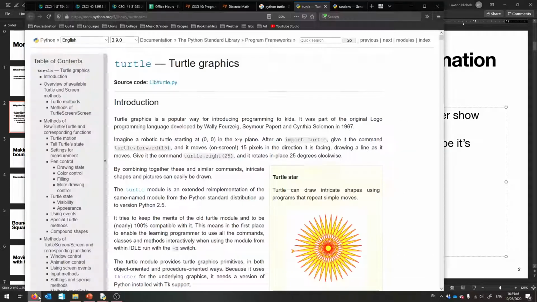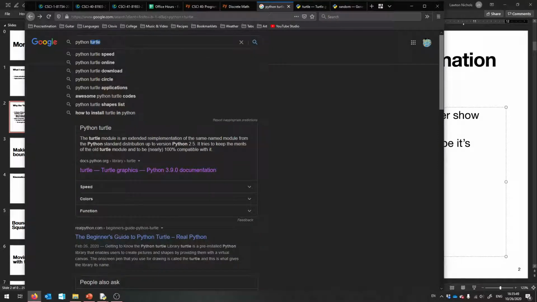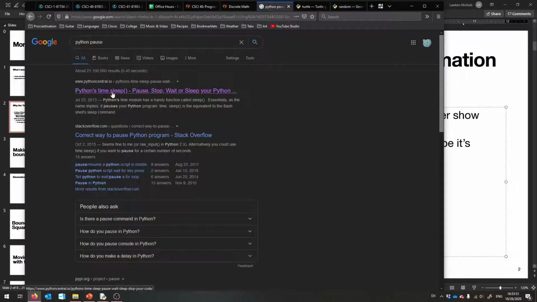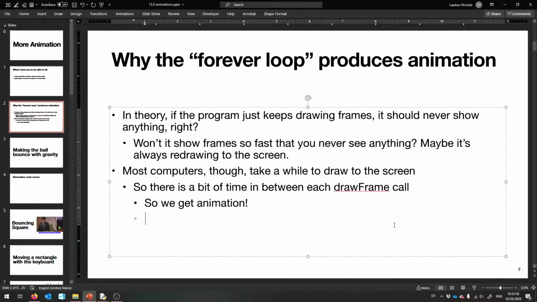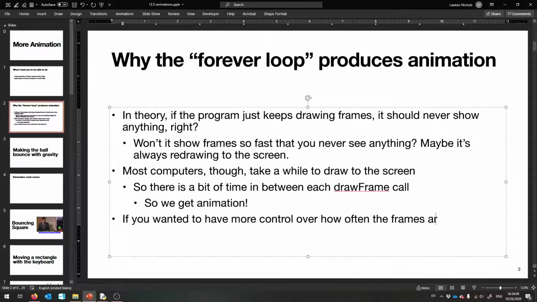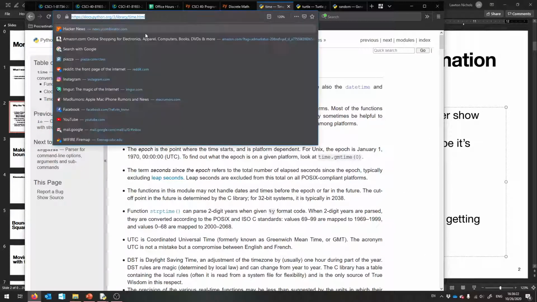If you wanted to be very, very explicit, there's a way to do it. It's the Python time module. If you want to have more control over how often the frames are getting drawn, and therefore the frame rate, you can use time.sleep, I think. So you have to import time.